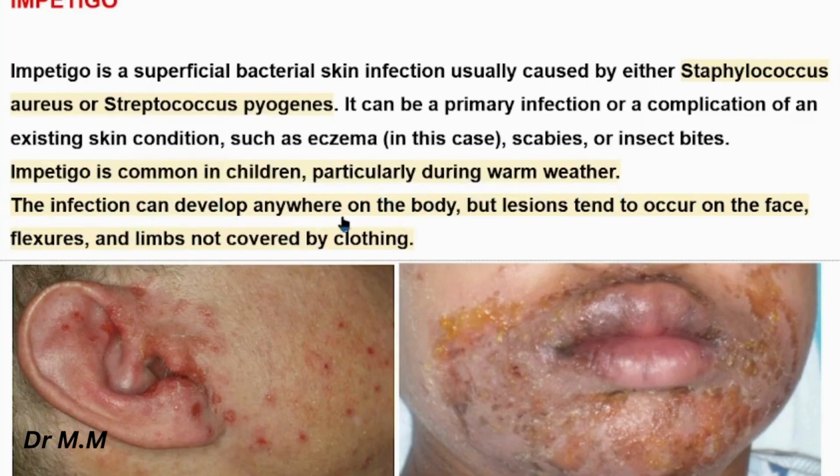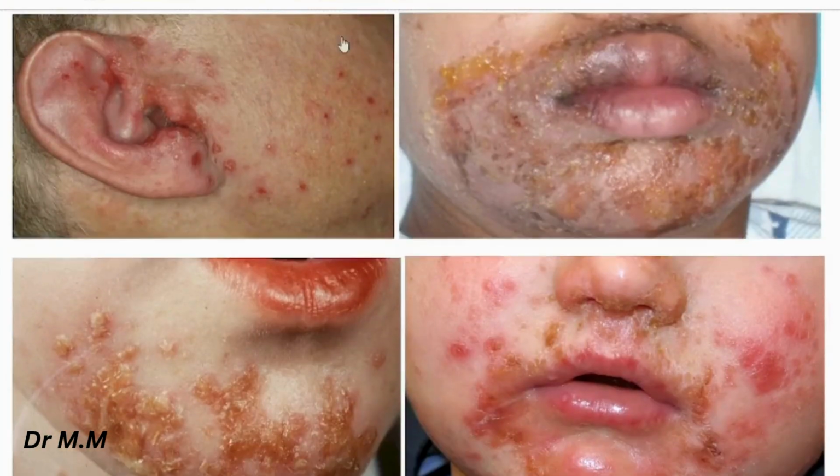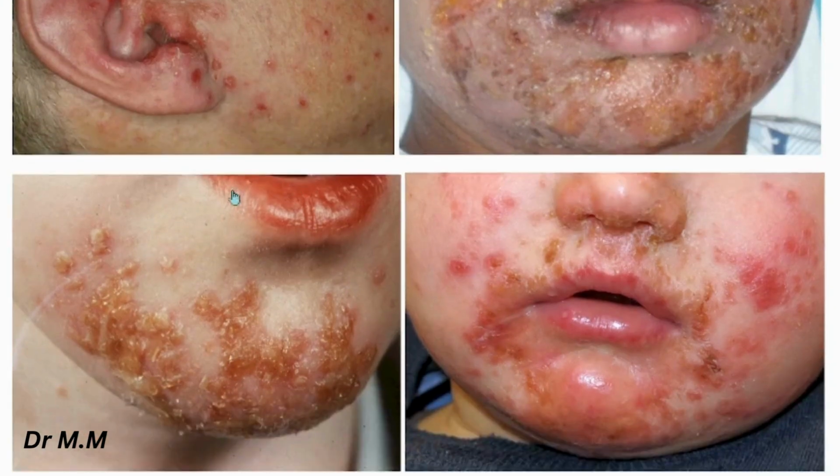The infection can develop anywhere on the body, but lesions tend to occur on the face, flexures, and limbs not covered by clothing. As we can see here, we can see impetigo in different patients. Here we can see involvement of the auricle of the ear, and also the external canal. Here we can see involvement of the mandible in this child. Here we can see perioral impetigo in this child, and also here we can see involvement of the nostril and perioral area.